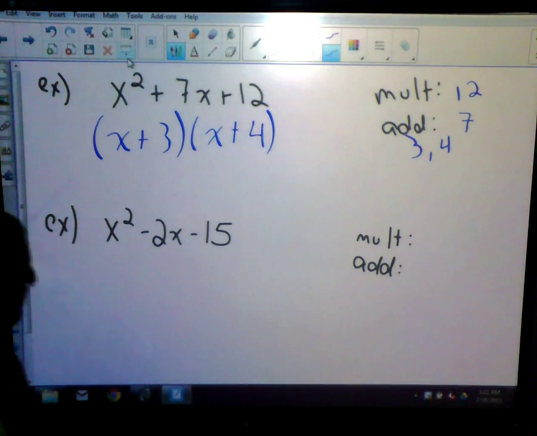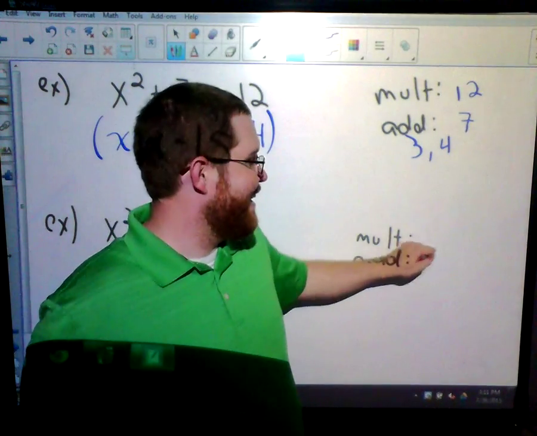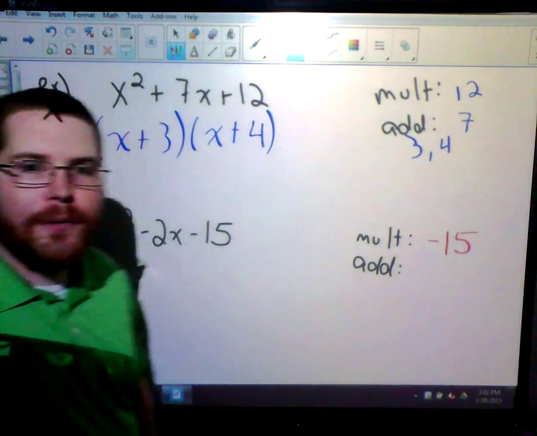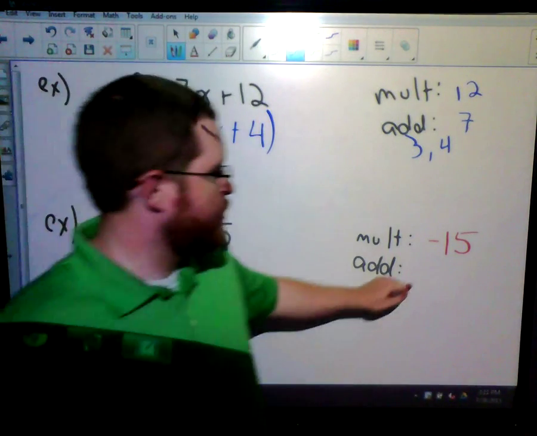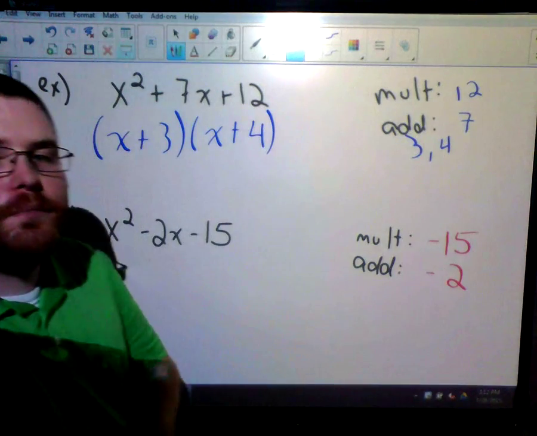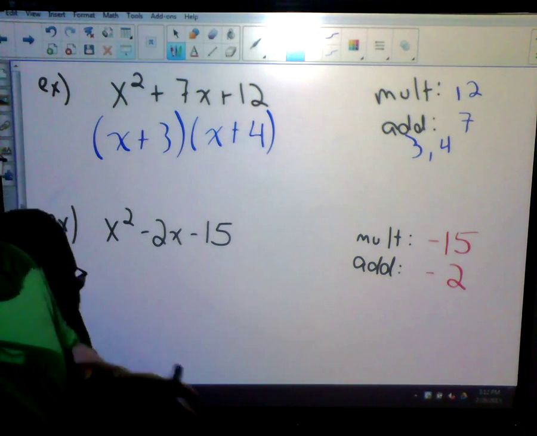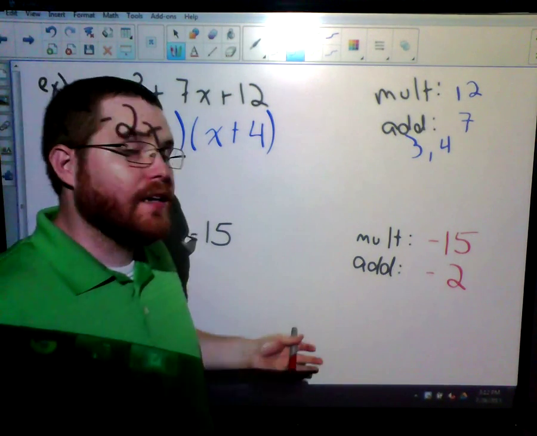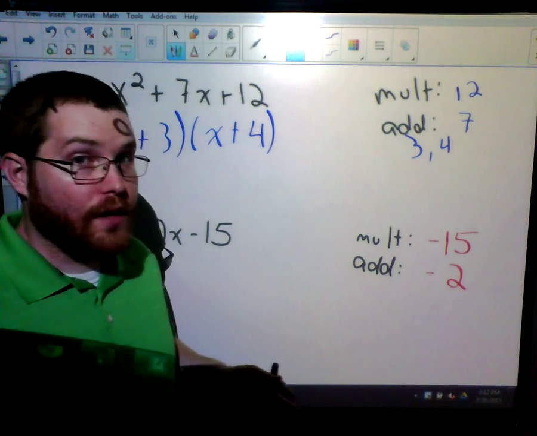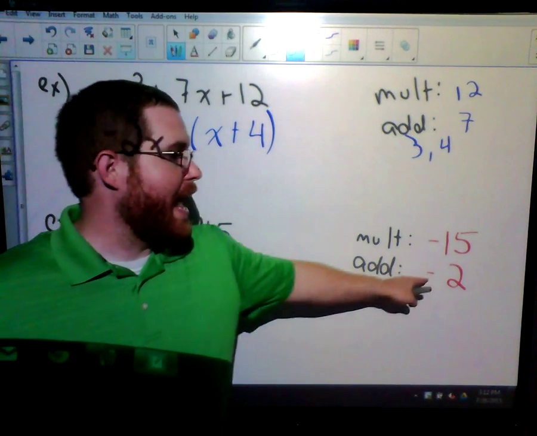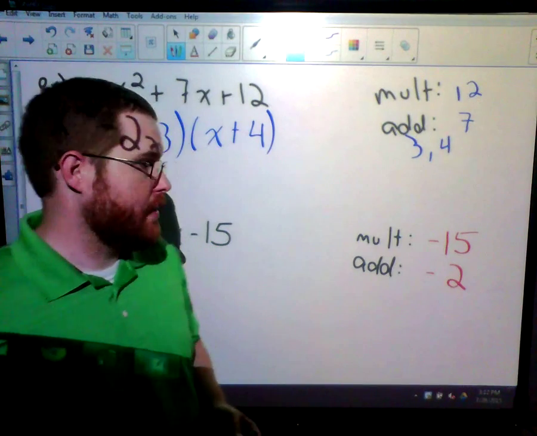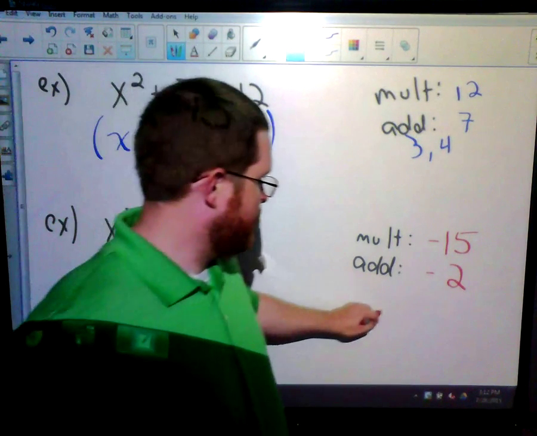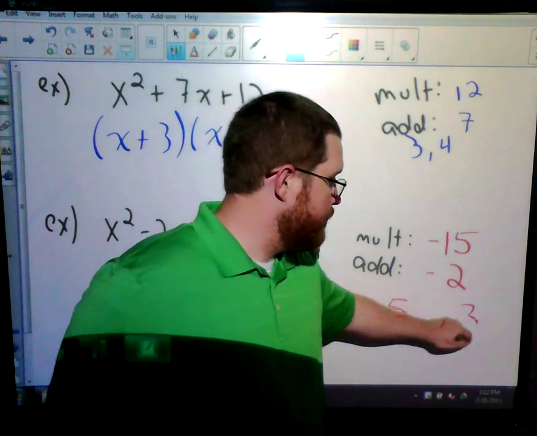How about this one? You have to multiply to make negative 15, but add to make negative 2. What 2 numbers multiply to make negative 15 and add to make negative 2? Well, because it multiplies to make a negative, one of them has to be negative. And because it adds to a negative, the bigger one is negative. So what 2 numbers? Negative 5 and positive 3.